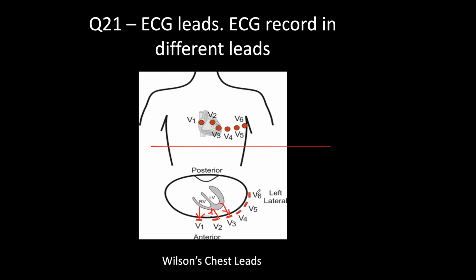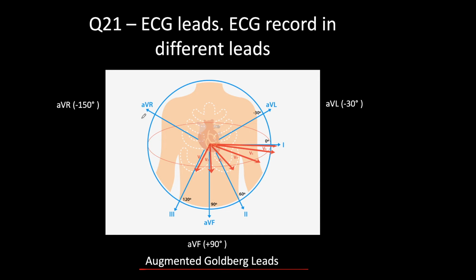So augmented Goldberger leads. It's important to note that AVR stands for augmented vector right, and AVL means augmented vector left, and AVF, augmented vector foot. And as you can see, there's these degrees here, minus 30, minus 150, plus 90 here, and these will all be part of the hexaxial system, which is a necessary diagram to know for the final. And you have AVL, AVR, AVF, and this definitely needs to be memorized, the angle at which they see the heart.